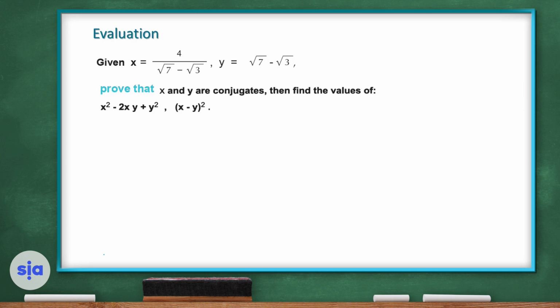Here we have x and y given. The first part of the question, they want us to prove that x and y are conjugates. So let's prove that they are conjugates by working on x by rationalizing the denominator of x. So 4 over root 7 minus root 3. How are we going to rationalize the denominator? Yes, excellent. By multiplying up and down by the conjugate of this denominator.